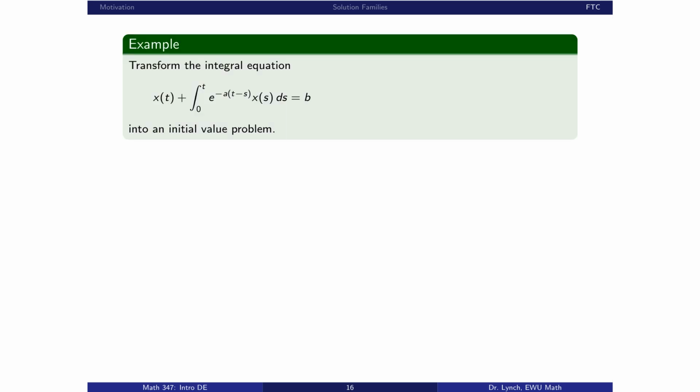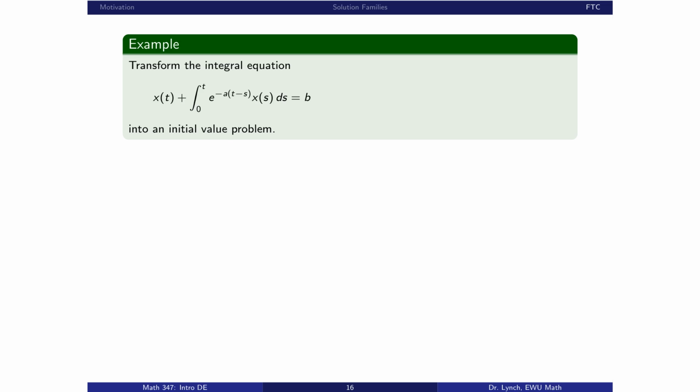So to illustrate this strategy, we'll go ahead and have a look at the integral equation, x of t plus an integral from 0 to t of e to the minus a times the quantity t minus s times x of s ds equals b. So again, this is an integral equation because it's an equation involving the integral of an unknown function, which in this case, again, is x. So we'll see how to transform this into an initial value problem, a first order initial value problem, and later we'll see how to solve that initial value problem for x.